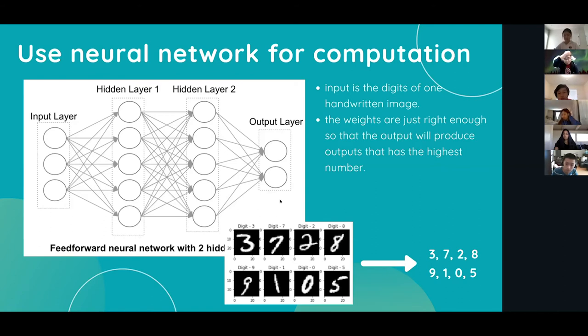Let me ask you, how many digits are we trying to detect? 10 digits, right? 0, 1, 2, 3, 4, 5, you get the idea, all the way to 9. The outputs of these neurons are pretty simple. For this neuron, it could be 0.2. This neuron could be 0.9. And for this neuron, it could be 0.1.